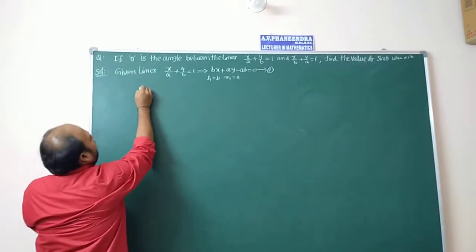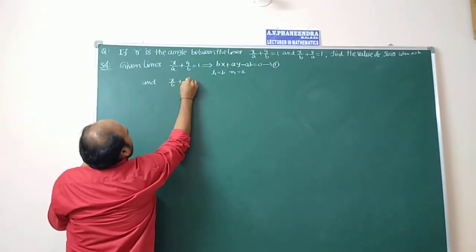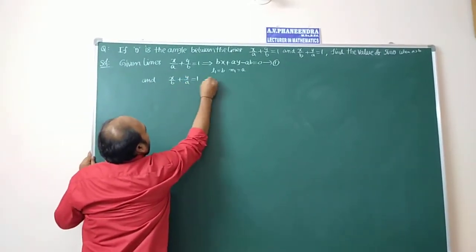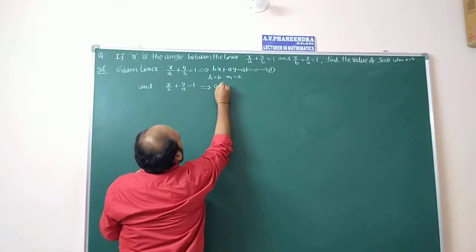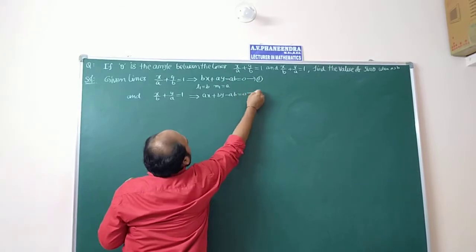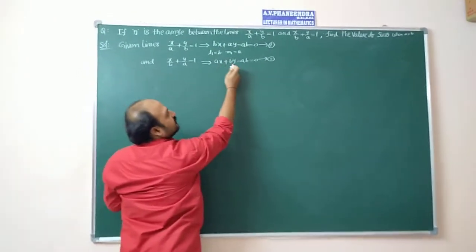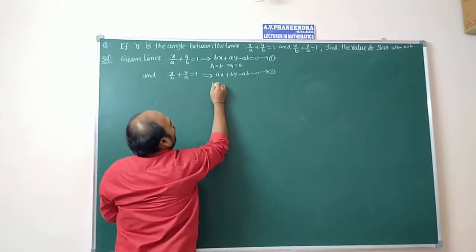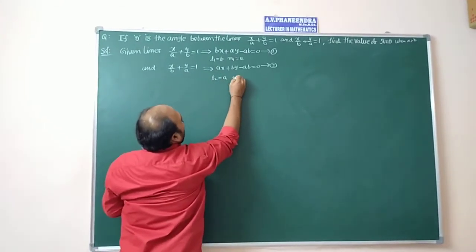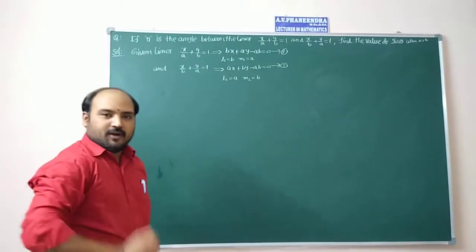Now the second line, x by b plus y by a is equal to 1. Simplify: ax plus by minus ab equal to 0. Put that as equation number 2. Here compare with L2x plus M2y plus N2. So L2 is equal to a, M2 is equal to b. The remaining N1 and N2 are not required.